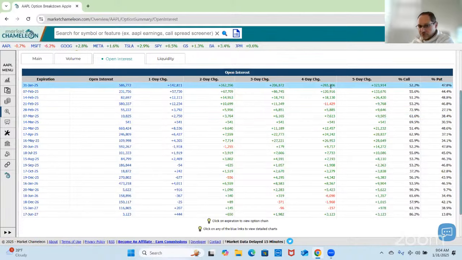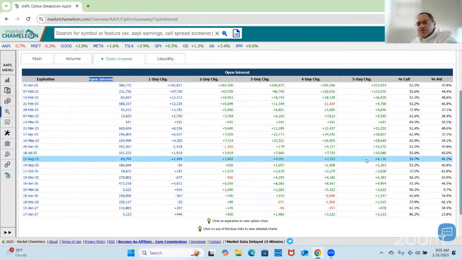Reading from left to right, we have the total open interest for that expiration. Then we have the 1 day change. Did it move up or down? Then we have this cumulative 2 day, 3 day, 4 and 5 day change, which gives us an idea: in the last week, let's say five trading days, has the open interest grown, and by how much? If we look at 4 or 3 days as well. So in a particular expiration, are there positions that are increasing?